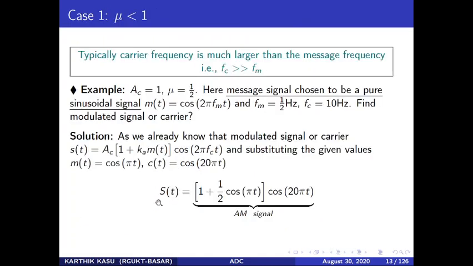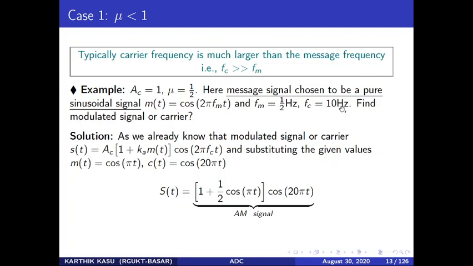Anyway, now here the message signal is chosen to be a pure sinusoidal signal, so they are clearly mentioning that it is single tone AM. As I told you just now, single tone AM means an AM scheme in which we transmit m of t equal to Am cos 2 pi fm t. Now fm equal to 1 by 2 Hz, fc equal to 10 Hz.